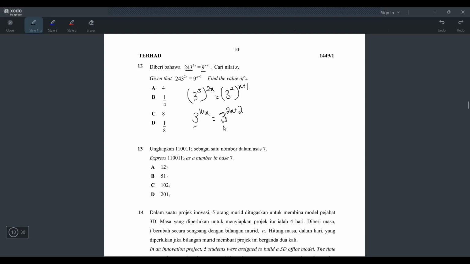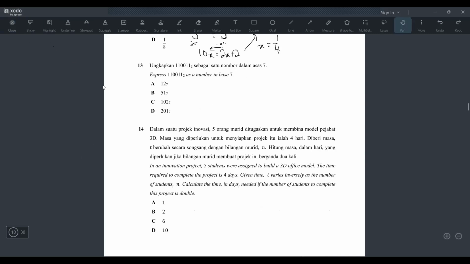Now the base is the same already. So what can we do? We can compare, right? If the base is the same, the power will be the same also. So 10x, the power, will be the same as 2x plus 2. So now you find x. Plus 2 moves there, becomes minus 2. 10 minus 2 is 8x. The 2 you leave it there, and then x will be 2 divided by 8, which is 1/4. So the answer for 12 is B.